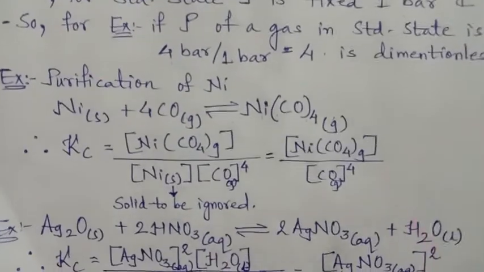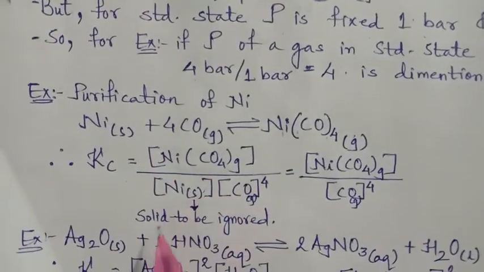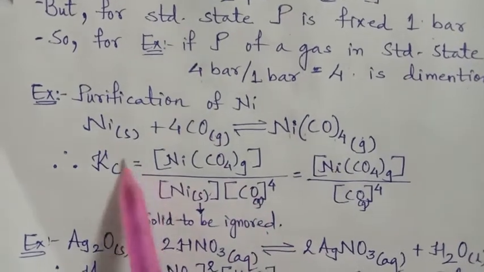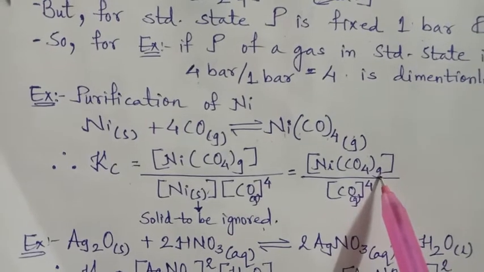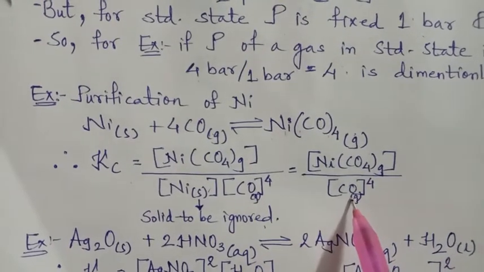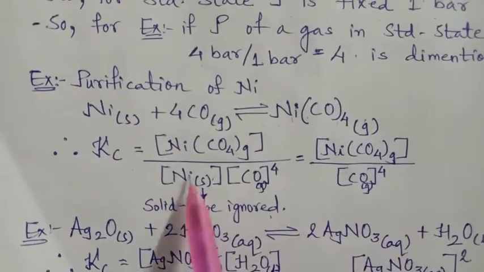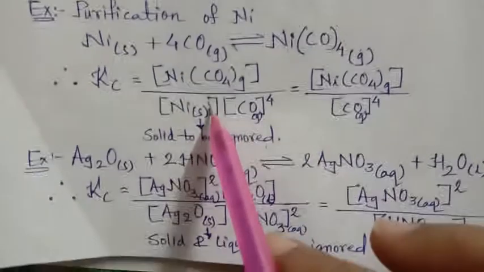So here you see this is in the solid form. So solid to be ignored. So what will be the Kc? Kc will be NiCO4 concentration gaseous form and carbon monoxide raised to 4 gaseous form. This is to be ignored, right?